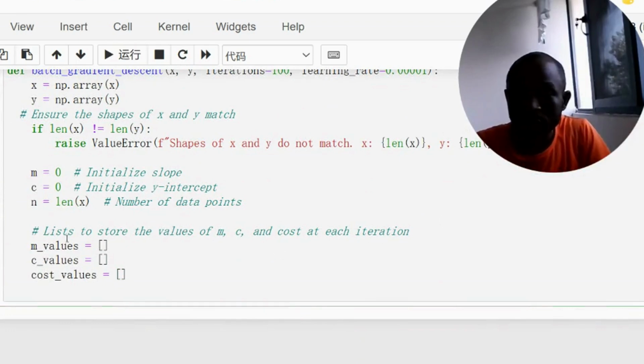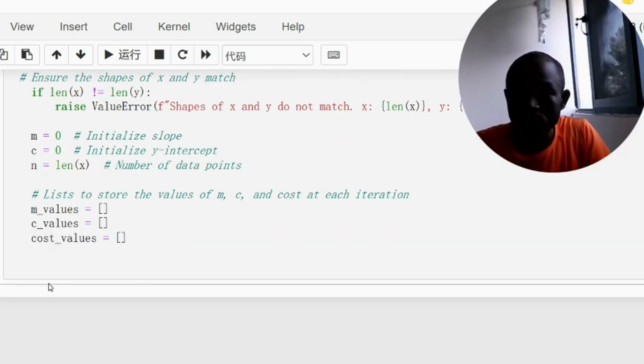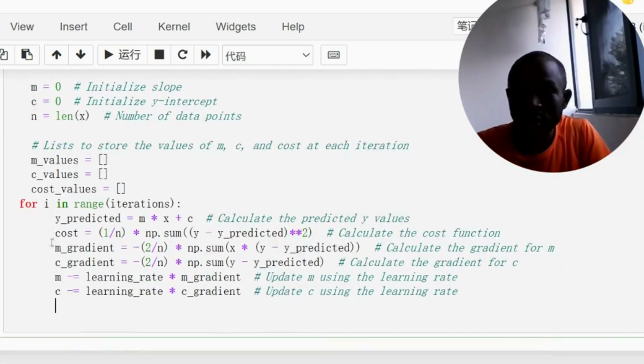Then we have lists to store the values of m and c and the cost of each iteration. So we store the m values, we store the c values, and we store the cost values. After doing that, we then write our for loop.